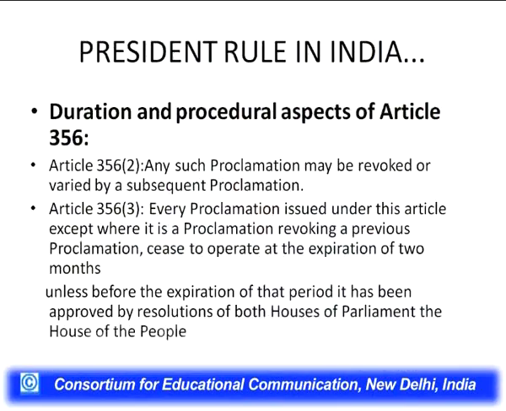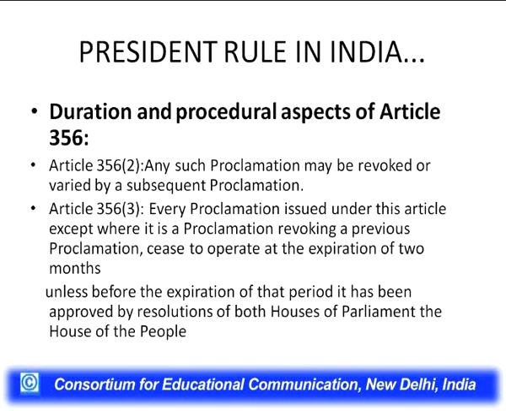Now, I am coming to the duration as well as the procedural aspect of the imposition of President's rule under Article 356 of the Constitution. If you see the provisions like Article 356 clause 2 of the Constitution, then it provides that any such proclamation may be revoked or varied by a subsequent proclamation. It means if the President has issued a proclamation under Article 356 of the Constitution, and if the President wants to withdraw such proclamation, then in that case they have to issue a subsequent proclamation for the purpose of withdrawing the proclamation which was issued or proclaimed earlier.